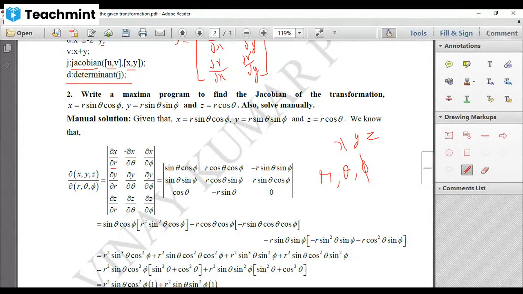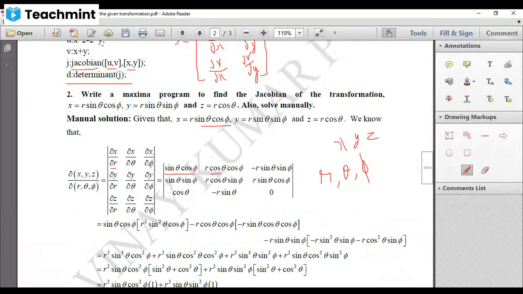∂x/∂r. When you are differentiating with respect to r, your theta and phi are constant. So sin theta cos phi remains as it is. What is the derivative of r? 1. So simply you'll get sin theta cos phi. What is the derivative of x with respect to theta? When you are differentiating with respect to theta, your r and phi are constant. So r cos phi remains as it is. The derivative of sin theta is cos theta.